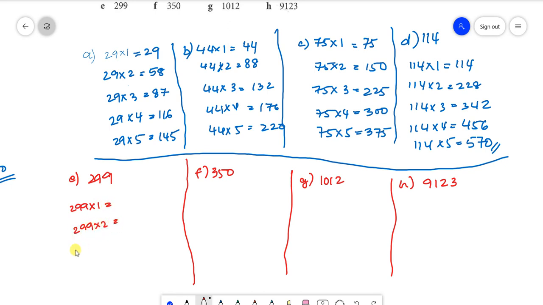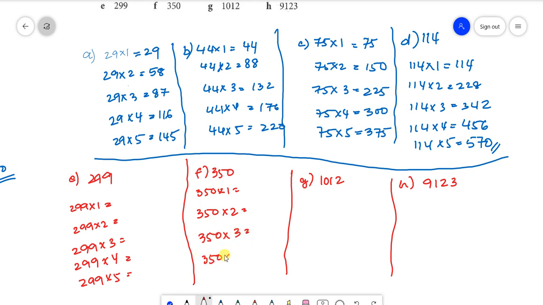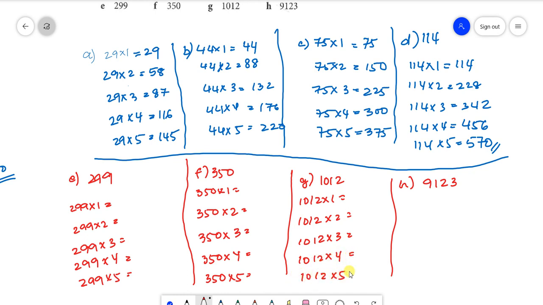299 times 1, 299 times 2, 299 times 3, 299 times 4, 299 times 5. 350 times 1, 350 times 2, 350 times 3, 350 times 4, 350 times 5. 1012 times 1, 1012 times 2, 1012 times 3, 1012 times 4, 1012 times 5.